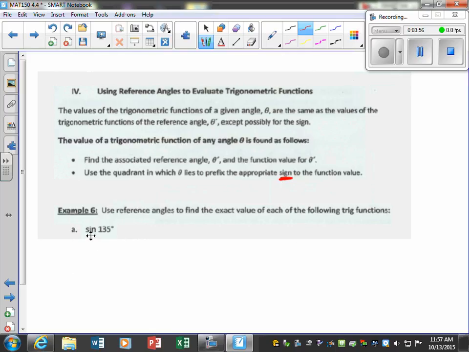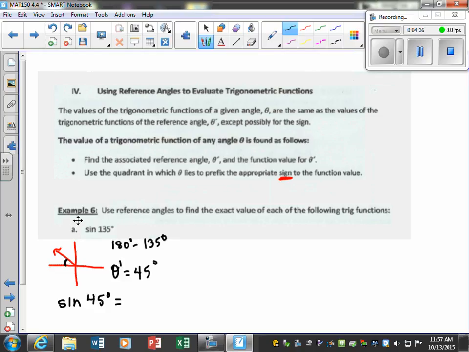Alright, sine of 135. Well, 135 is on my unit circle, so I don't need to go find coterminal. I can just start with the reference angle. So look on your unit circle and you can see that 135 is in quadrant 2. So the reference angle is this angle right here. So I'm going to say 180 minus 135 to get the reference angle. So the reference angle is going to be 45 degrees. So I want to calculate the sine of 45 degrees.